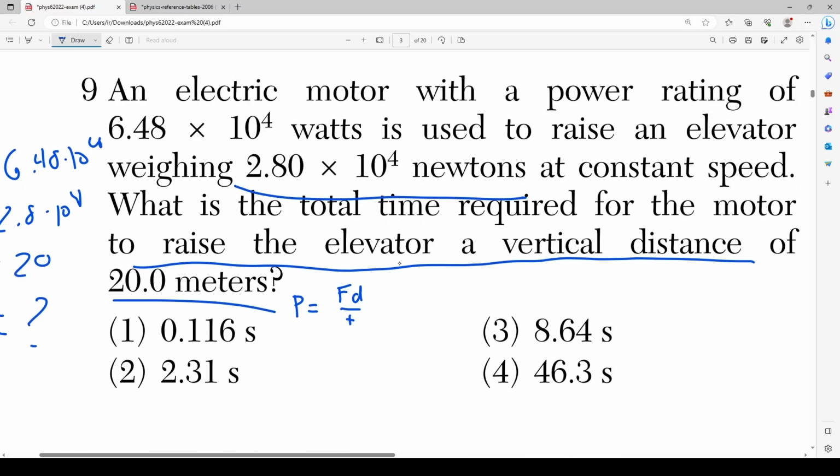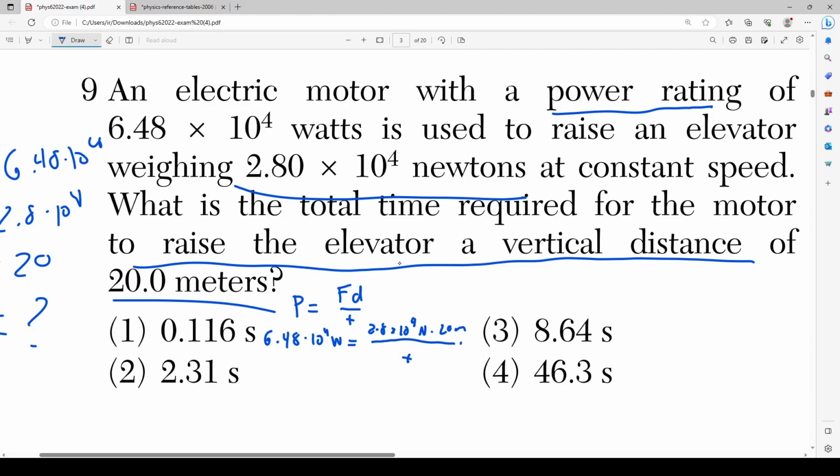So here it said that we had a power rating. Whenever you see power rating, it's the same thing as saying the power of this is equal to this, right? So because the power was 6.48 times 10 to the 4 watts, this is going to be equal to our force, and our force is 2.8 times 10 to the power of 4 newtons, because force is always in newtons. And it's being applied over a distance of 20 meters. It tells us it's moving a vertical distance of 20 meters, that means our d is 20 meters, and this is all going to be divided by t.